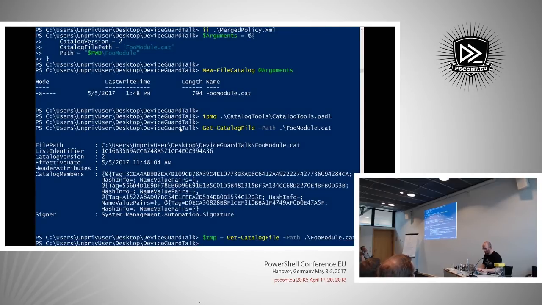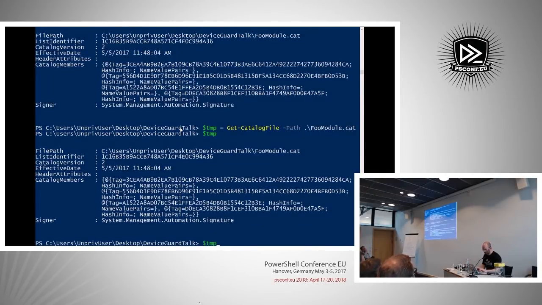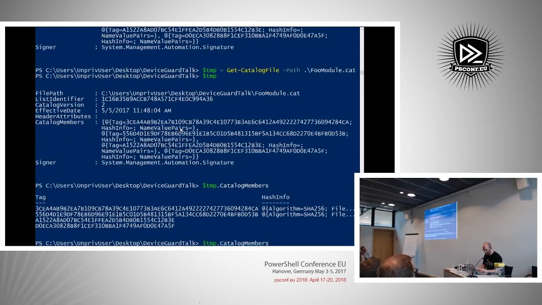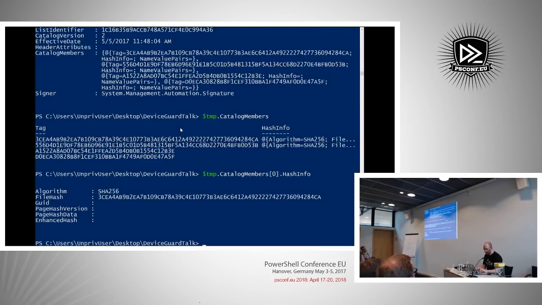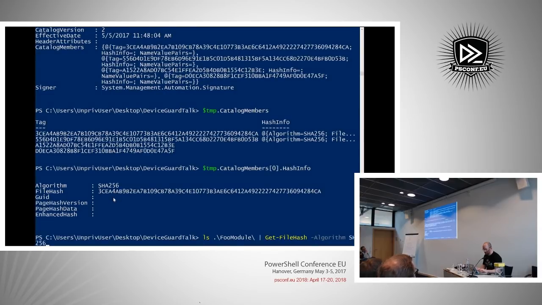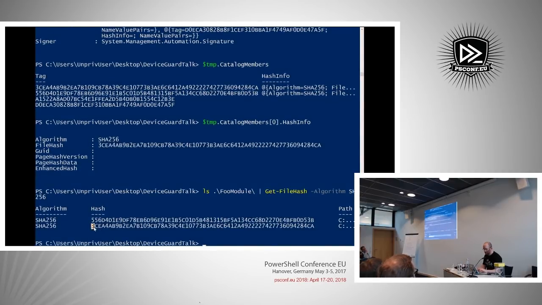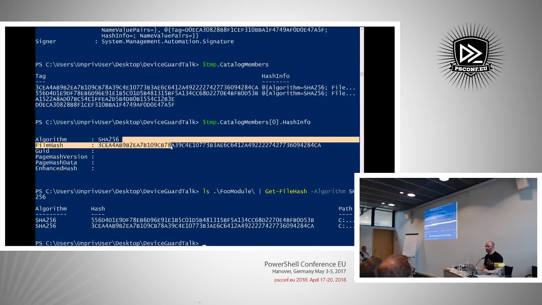And to give you an idea of what's stored inside catalog files, let's go into catalog members. Let's look at this first tag and its hash info. So here's a SHA-256 hash. And now if I do an ls on foo module, pipe it to Get-FileHash, I think it defaults to SHA-256, you would see we have a match here. So again, a catalog file is just a collection of hashes and some additional metadata, which you can then sign.